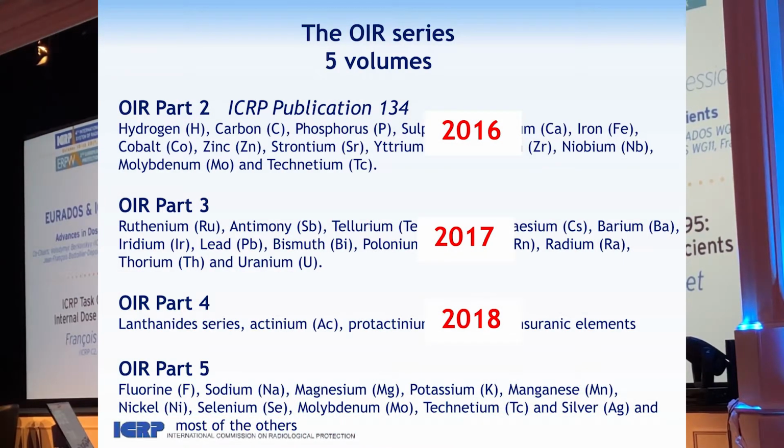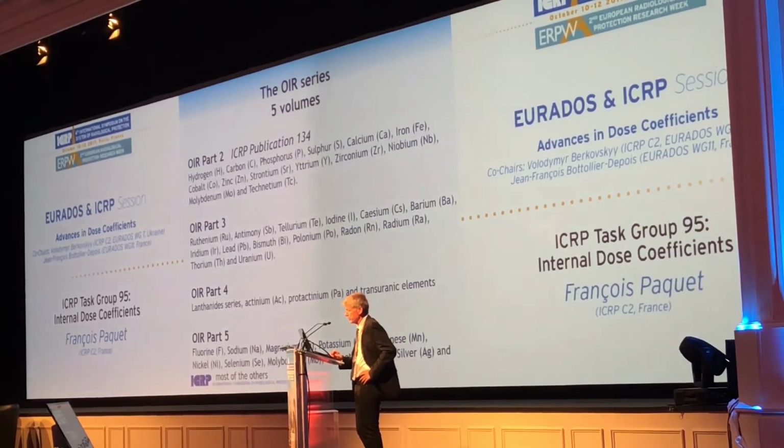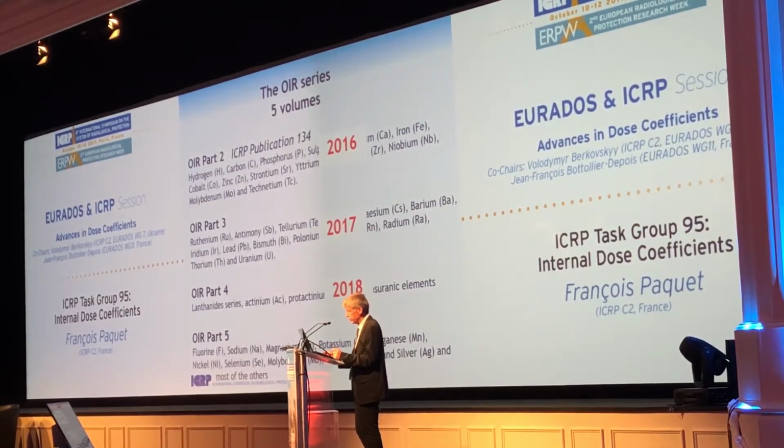So where we are now, OIR part 2 containing the important elements for radiological protection is already published. OIR part 3 containing also other elements important for radiological protection is currently in press. We plan to provide OIR part 4, which will provide those coefficients for the lanthanide and transuranic elements, next year, and OIR part 5, that will treat every other element, will be provided in 2 years, hopefully.